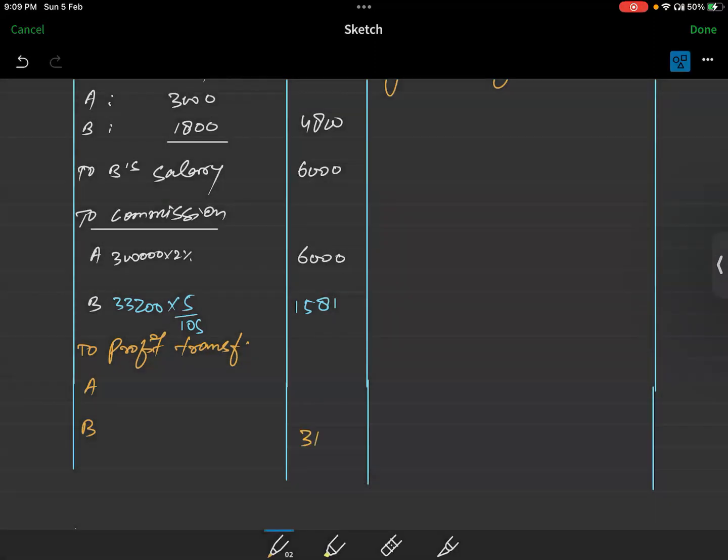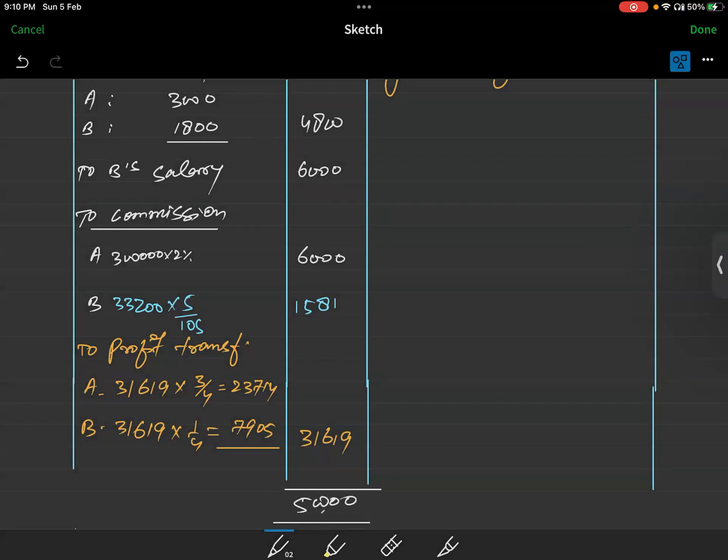So 31,619 will be the profit after deducting all expenses, and out of that, since partners A and B are sharing the profit and loss in the ratio of 3:1, out of 31,619, 3/4 of the profit, which will be equal to 23,714, will be transferred to partner A's account, and the balance, 31,619 into 1/4, will be transferred to B's capital account, which will be 7,905. And then we'll total both sides of the account, and we should be getting equal balances on both sides, which is 50,000.